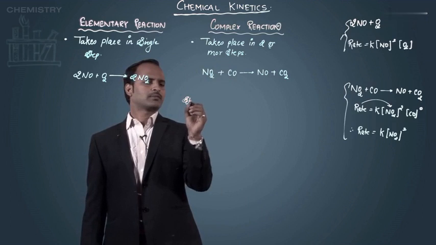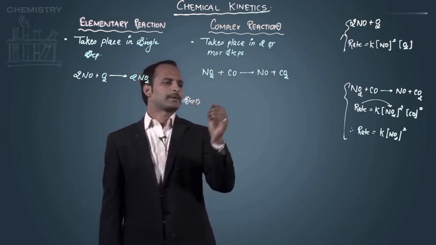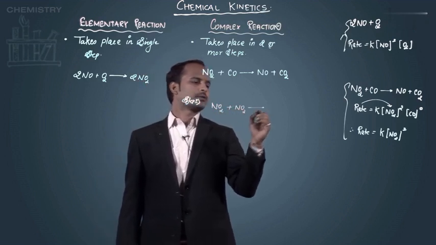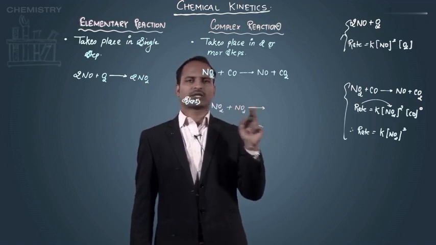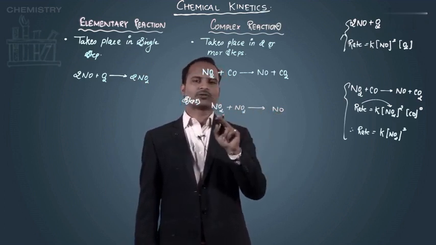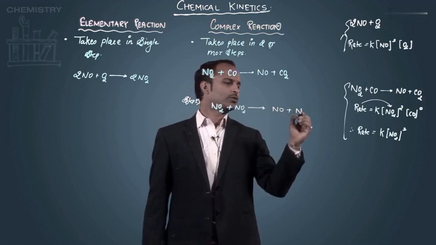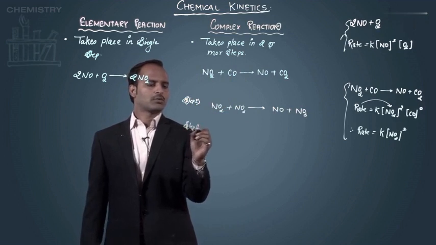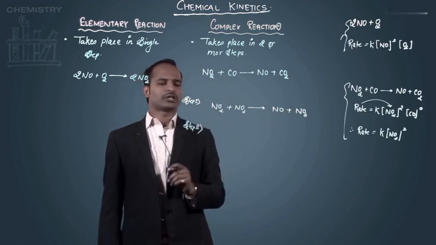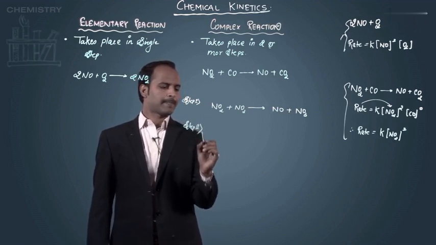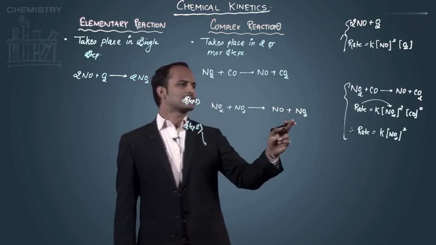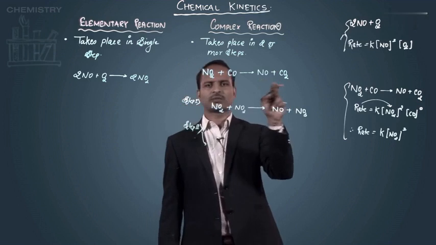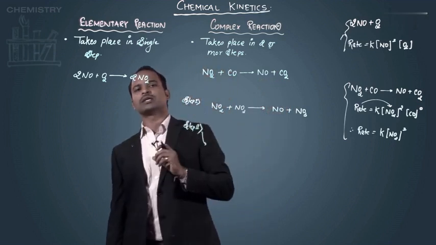Step number 1: NO2 plus NO2 gives NO and NO3. One NO2 loses oxygen, the other gains the same oxygen, so after losing it becomes NO, and after gaining it becomes NO3. Then step 2: the NO3 which is formed here is acting as an intermediate. You can see that NO is a part of the main product, but NO3 is not present in the product of the main reaction. It means NO3 is acting as an intermediate.